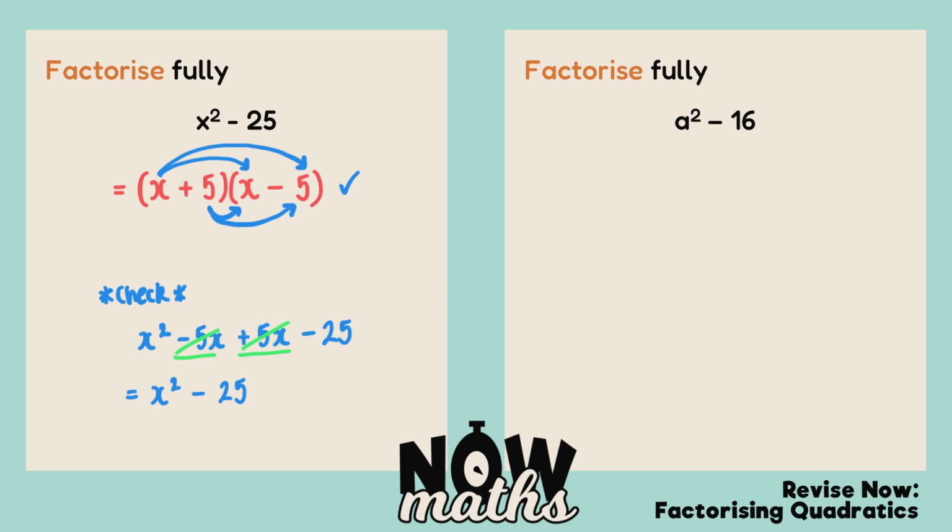Now looking at the question on the right hand side, we're going to use the exact same method to factorise this, and we know we're going to factorise this into double brackets since there are no common factors in each term that are greater than 1. Now using square roots to help us, the square root of a squared is a, so we put that in the front of each bracket. Then the square root of 16 is 4. And given that we need the two 4s to multiply to give negative 16, we need one of them to be positive and the other to be negative. And this is our fully factorised quadratic.